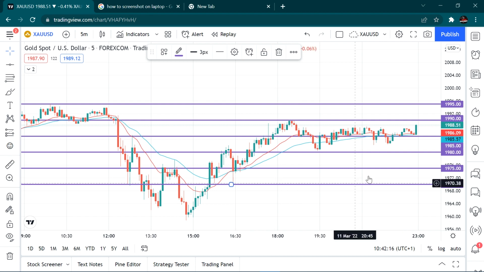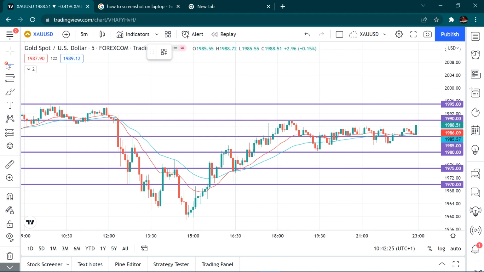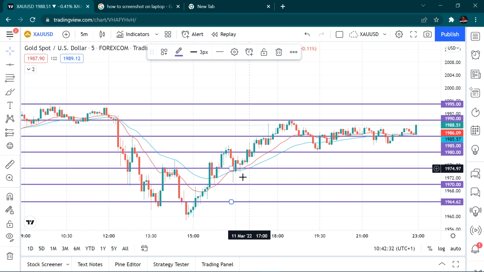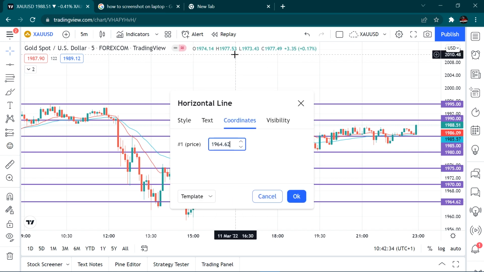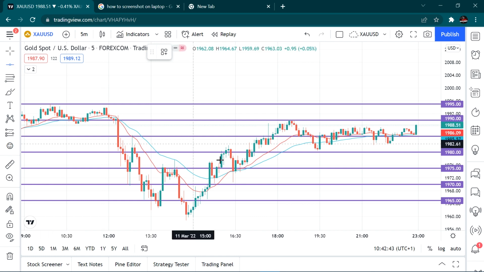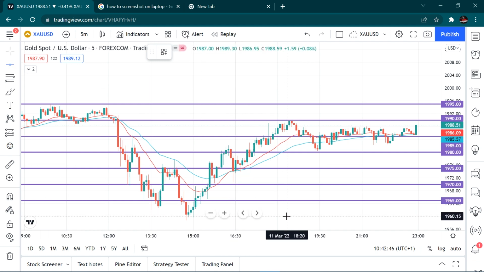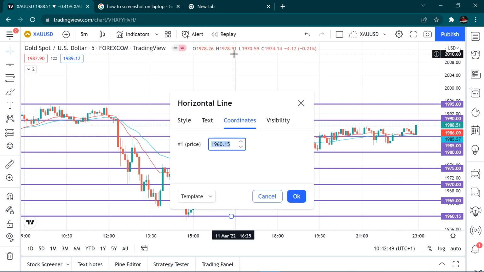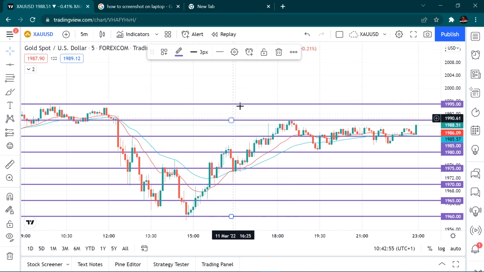If you know how to calculate pips on gold, this psychology level thing should be super easy for you to understand. So the next one should be 1965.00. Let's add one more, 1960. Okay, so now that's it on psychology levels. From one to the next is 50, and so on and so forth.